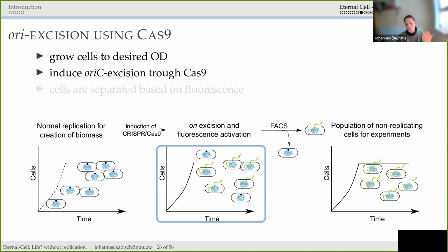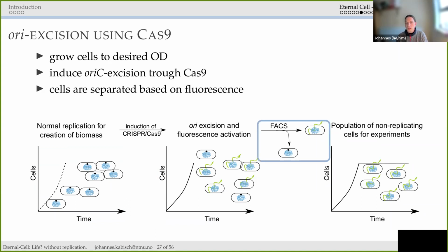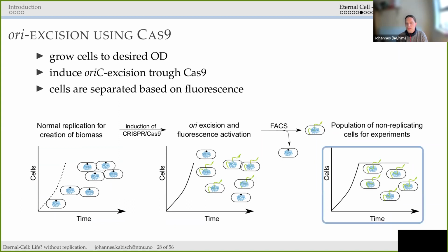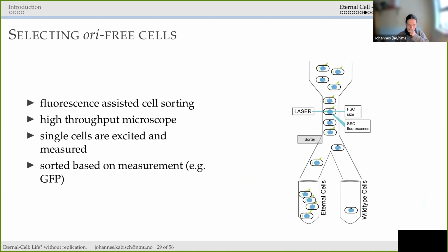And this will lead to a fluorescence. I will show you why in a moment. And then we can use cell sorting and get a wonderful, huge population of eternal non-replicating cells. This is just the process with the FACS. So we would use a cell sorter that would sort our eternal cells into one pot and the wild type cells into the other one.